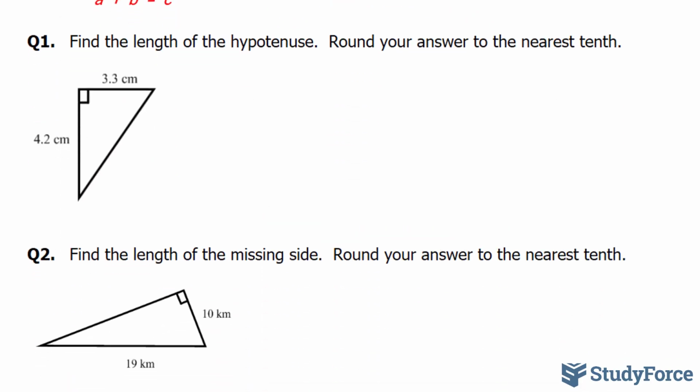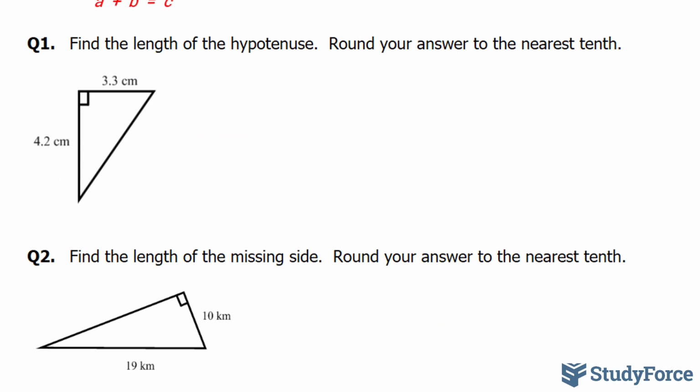Starting with question 1, we're asked, find the length of the hypotenuse. Round your answer to the nearest tenth. That being said, this right here is our 90-degree angle, so we'll call it C, and this side opposite to C will be called little c. This will be called little a and b. It doesn't matter which one you label a and b, but the most important one is c.